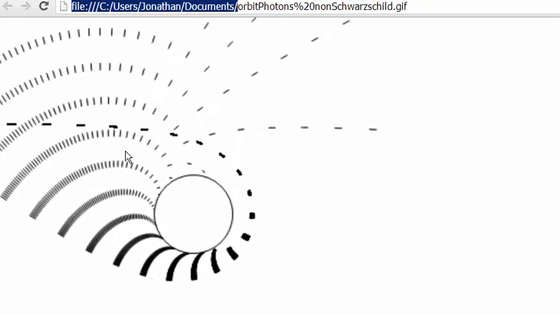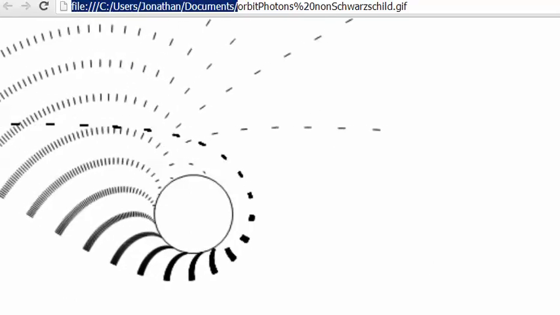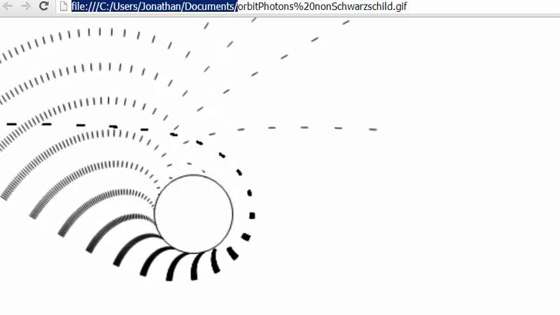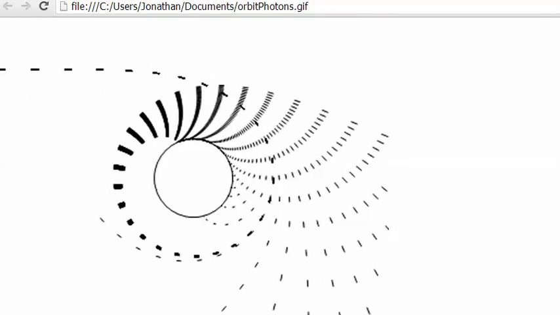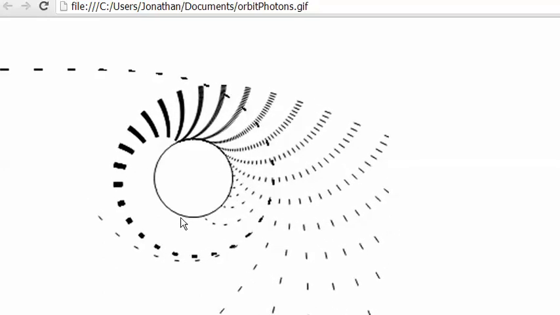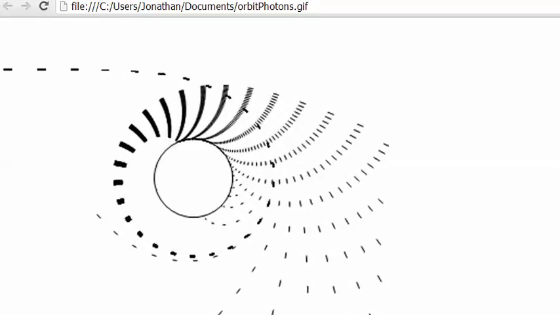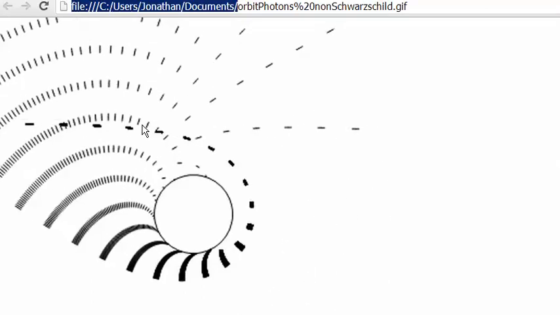Here is the non-Schwarzschild version of it. This is where we leave out that extra term. And here is the regular Schwarzschild version where you leave in that extra term. And the difference is that this goes all the way around, and this one appears to only make it about 3/4 of the way around.